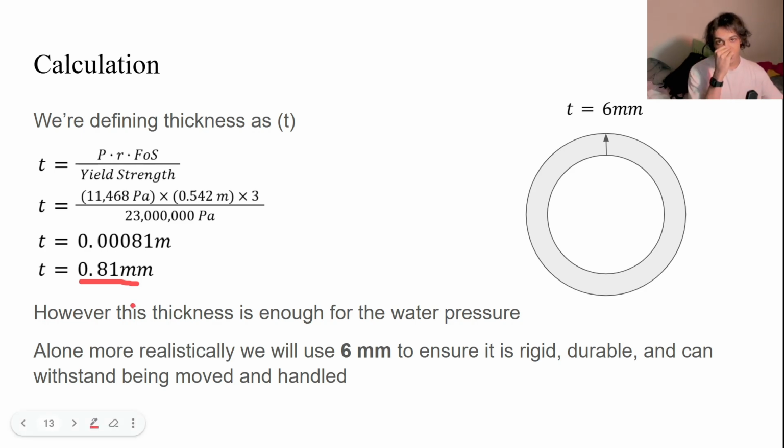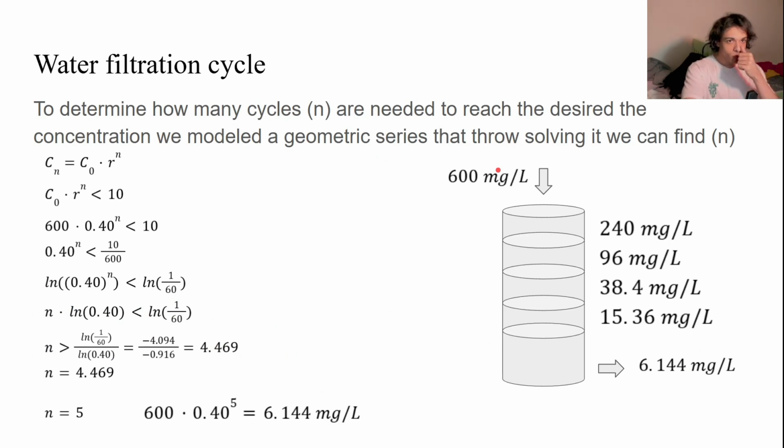So more realistically, we need to increase this thickness in order for it to withstand pressure from other things, like handling, etc., because we're not only dealing with water. So more realistically, we're going to use 6 mm. And then lastly, we calculate the cycles, so the number of trays that we need to use.